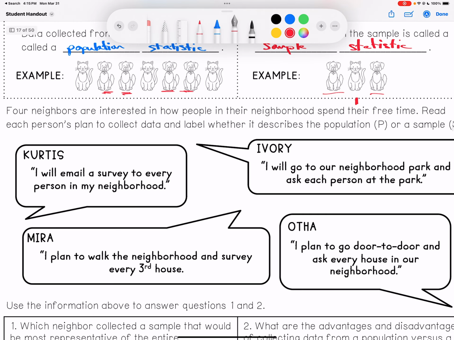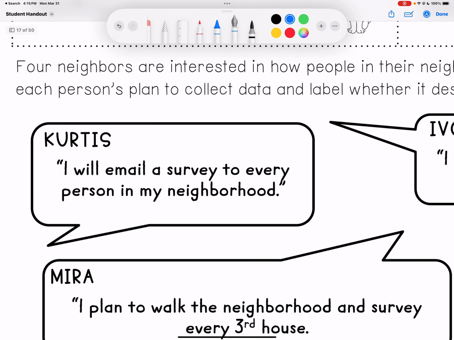All right, so we got 4 neighbors. They're interested in how people in their neighborhood spend their free time. So we're going to read each person's plan, collect data, and label whether it describes the population or a sample. So we're going to read what they're doing, and we're going to label whether they're getting information for the whole population or just a sample. All right, Curtis: I will email a survey to every person. That is population because it's every person.